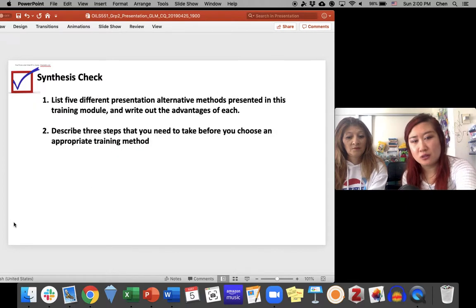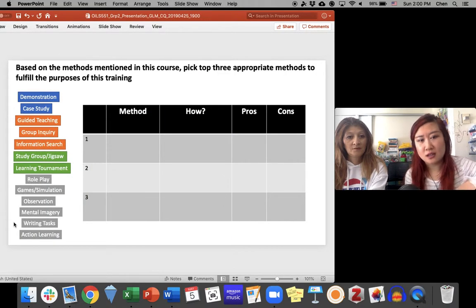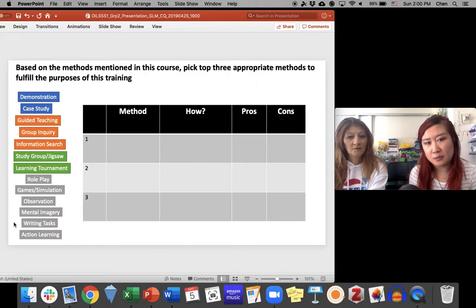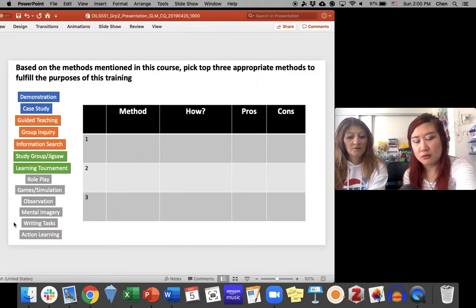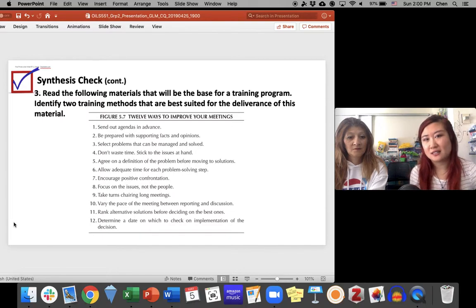So we encourage you again to use this slide, pick the top 3 methods that you think would be good. Again, list out the pros and cons, and do it on your own, and just think about what would be the best way to deliver this.